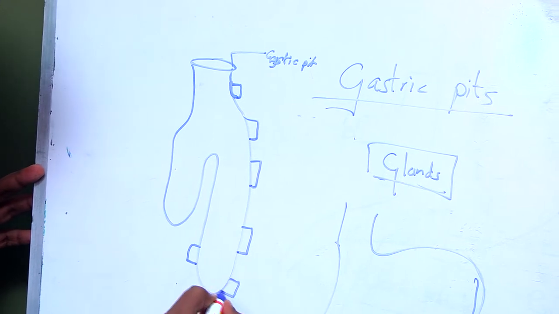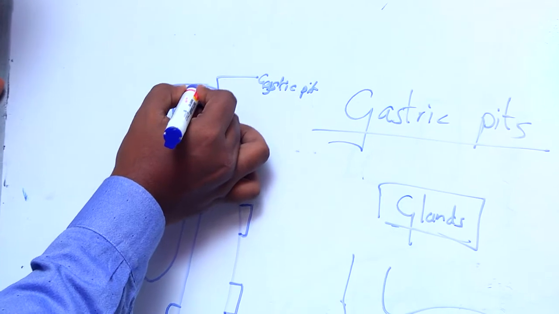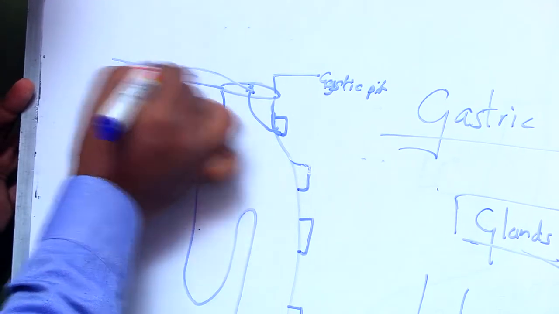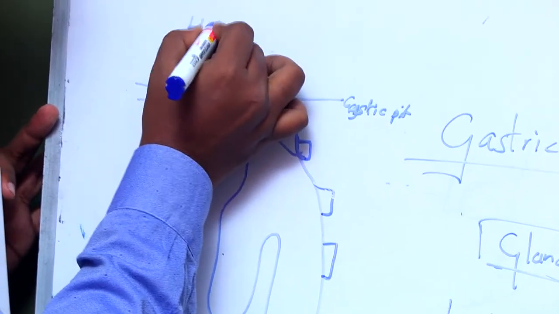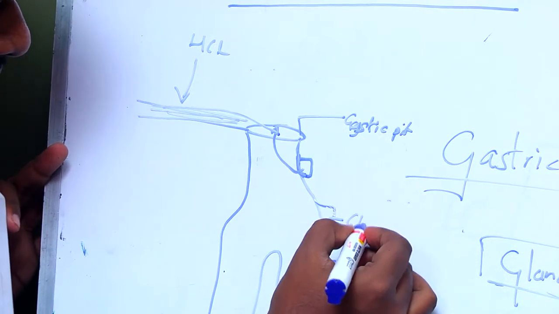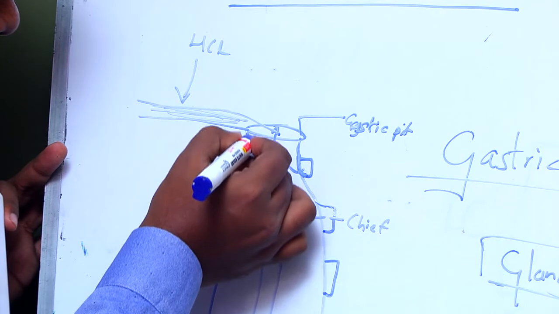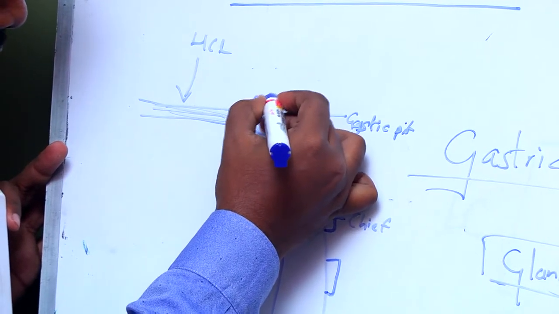and enterochromaffin cell. So what this mucus cell will do is that it will secrete mucus, as I told, and this will line the stomach layer with mucus, protecting it against the hydrochloric acid. This chief cell secretes pepsinogen, which reaches the surface where it gets converted to pepsin.